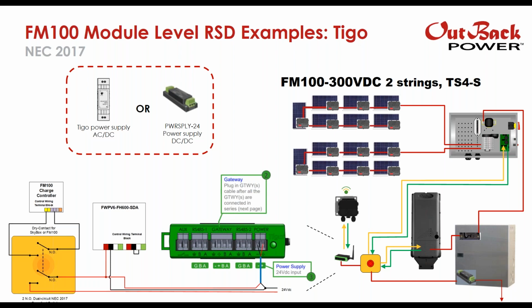So you can use a dry contact or a relay with a dry contact to give the proper signal to the FM100. In this example, however, we show a dual circuit switch where one circuit acts as a dry contact used to signal the FM100, and the other circuit is to remove power from the module level rapid shutdown, and also for the combiner box for a rapid shutdown event. So with the Tigo TS4-S, the removal of 24 volts from the Cloud Connect Advance will initiate a rapid shutdown event.